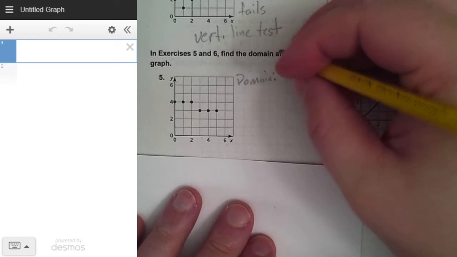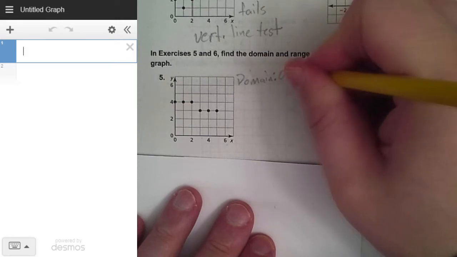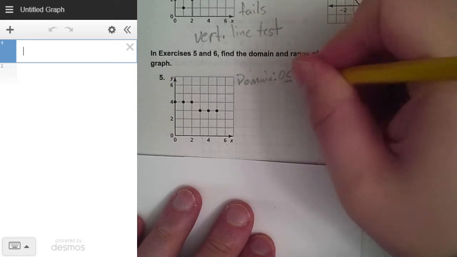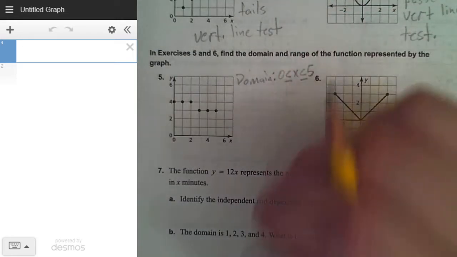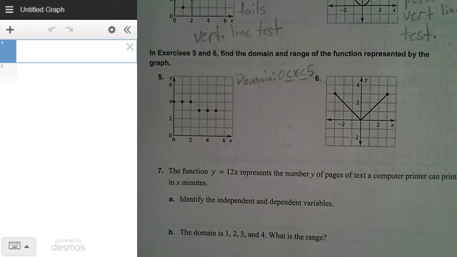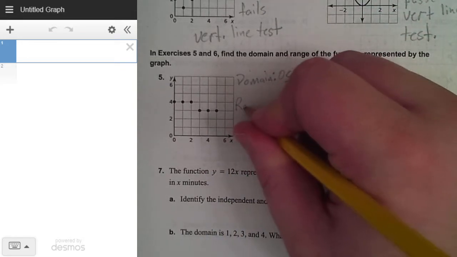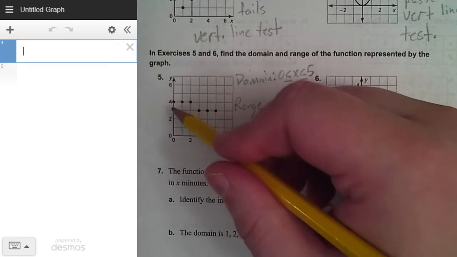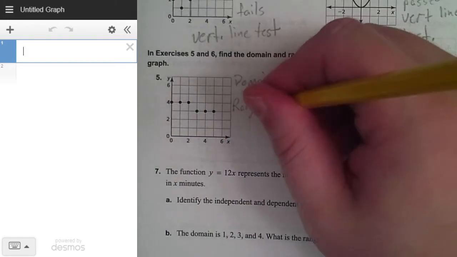X is going to be between 0, so 0 is less than or equal to X, and it's less than or equal to 5. So we write it as a compound inequality. Okay, so X is sandwiched between 0 and 5. And our range, and you could even just say it's 0, 1, 2, and list it out in that way, but we can also write it this way.